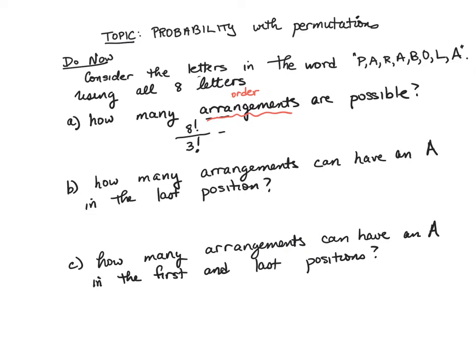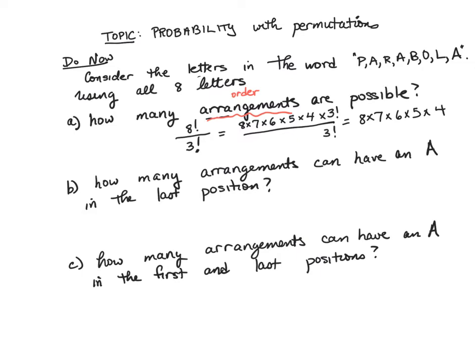So we divide by the extra permutations of the letters A as if they were distinct. So when we simplify this, we get 8 times 7 times 6 times 5 times 4 times 3 factorial over 3 factorial. And our answer for that problem will be, we'll leave it as a product, 8 times 7 times 6 times 5 times 4. We'll leave it like that. Okay, now in B, how many arrangements can have an A in the last position?